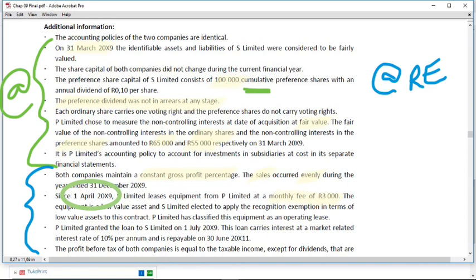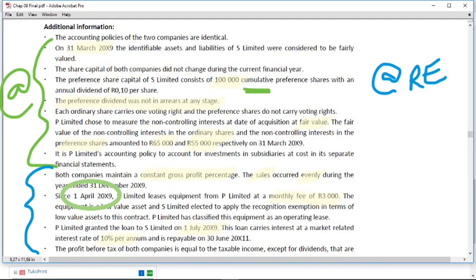Right. Then there's a loan. You would have picked that up on the trial balance as well. P Limited granted the loan to S Limited on 1 July 20X9. That is since acquisition date as well. This loan carries interest at a market-related interest rate of 10% per annum and is repayable on 30 June 2011, which is just 2 years down the line. So this gives you information about the loan. It's still outstanding, and the interest.